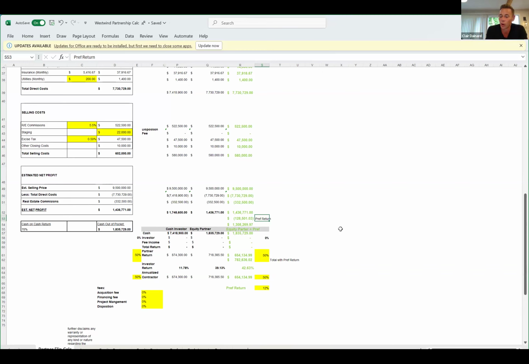And I negotiated a 12% pref on my money. So I found the deal. I got to come up with the 1.8, 1.9 million. I'm investing that money into the deal. And the 12% pref now comes right off the top, and it's an expense to the deal. From there, we're going to split it 50-50.